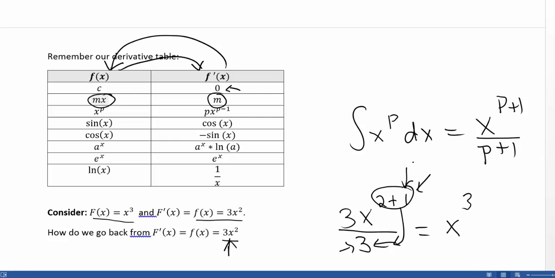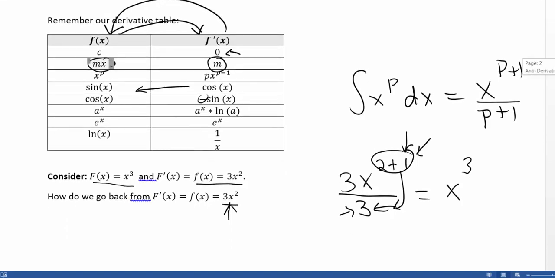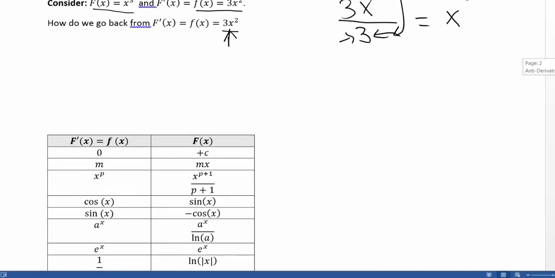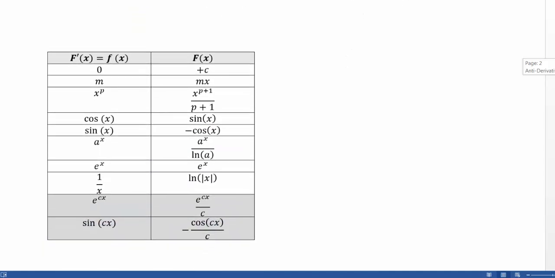So in terms of sines and cosines, the antiderivative of cosine is sine. The antiderivative of sine is negative cosine, right? So that negative will transfer. And then the others we'll look at on our new chart. So I took the derivative column and moved it to the left. And now we get a whole set of new formulas here.